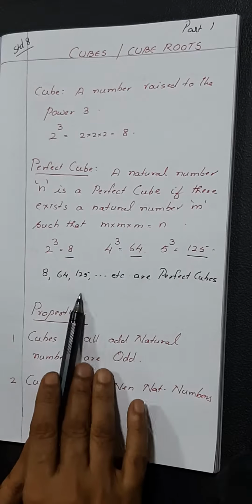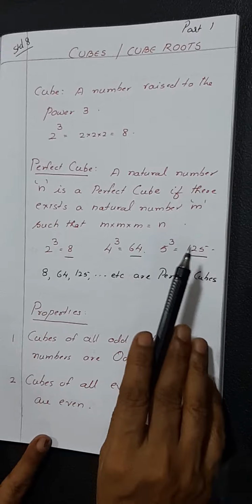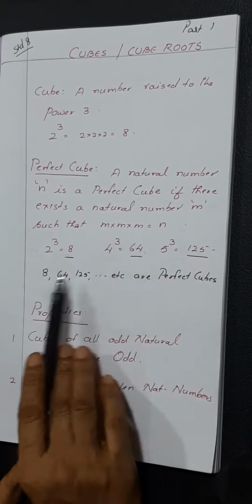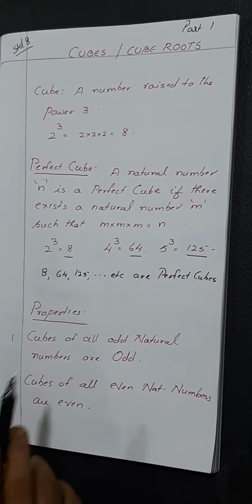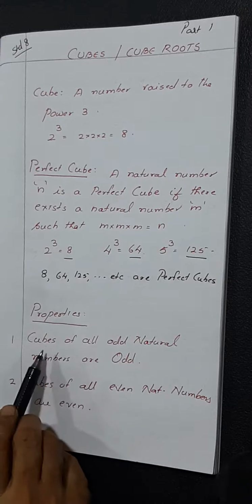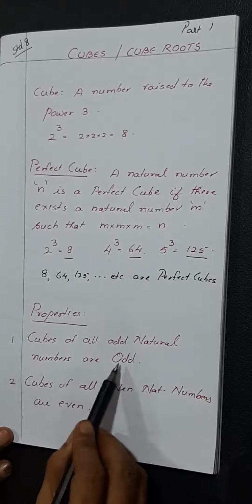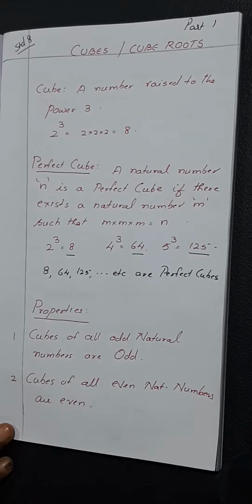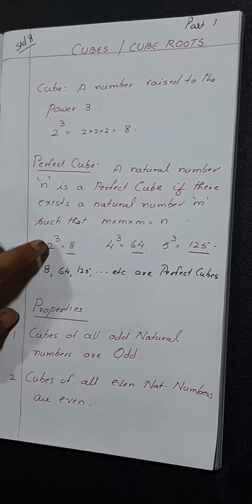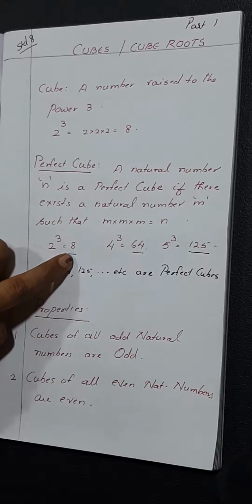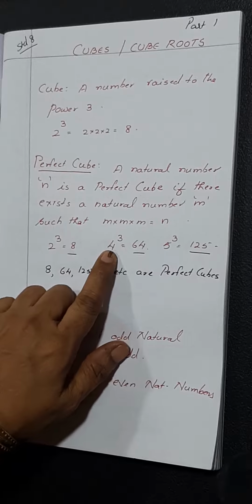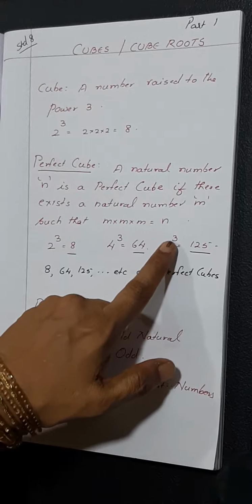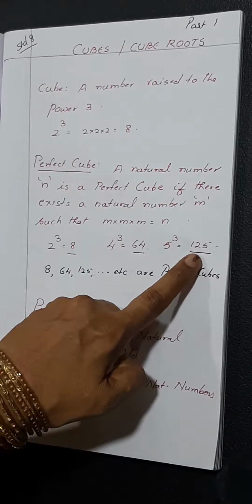This is much easier to understand. So 8, 64, 125, 6 cube, 7 cube, all those values are perfect cubes. Now the properties of cubes: cubes of all odd natural numbers are odd, and cubes of all even natural numbers are even. Suppose you see 2 cube, it is even, and you get 8. 4 cube is 64, which is also even. And the cube of an odd number gives an odd number.